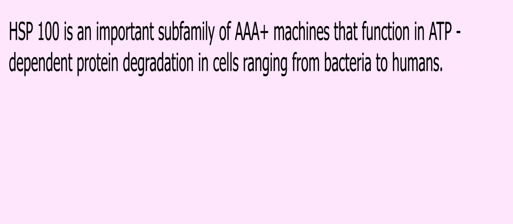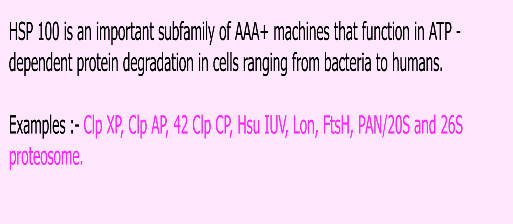HSP-100 form an important subfamily of AAA+ machines that function in ATP-dependent protein degradation in cells ranging from bacteria to humans. Examples of ATP-dependent proteases include CLPXP, CLPAP, CLPCP, HSLUV, LON, FTSH, PAN-20S, and the 26S proteasome.